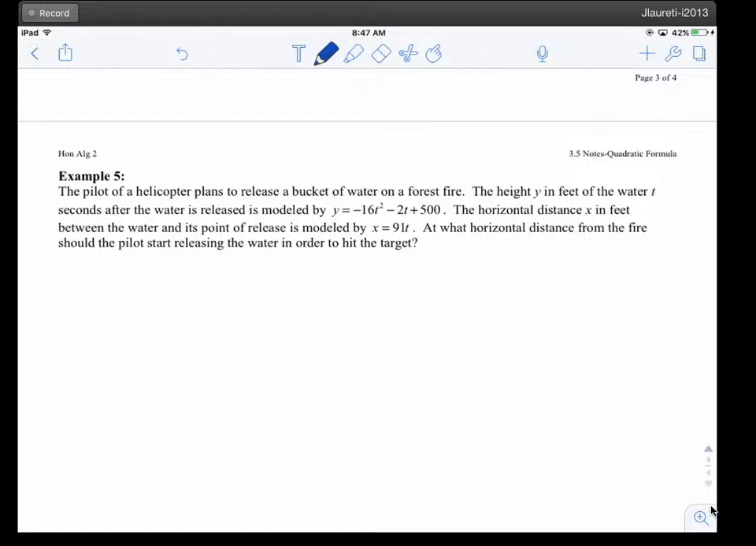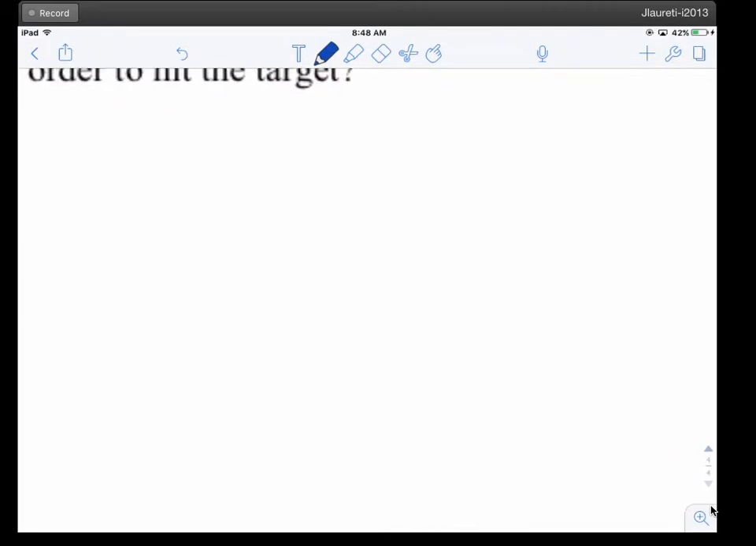All right, so you've got a helicopter releasing water on a forest fire. The height y in feet of the water, t seconds after the water is released, is modeled by that equation. The horizontal distance between the water and its point of release is modeled by 91t. What horizontal distance from the fire should the pilot start releasing the water in order to hit the target?